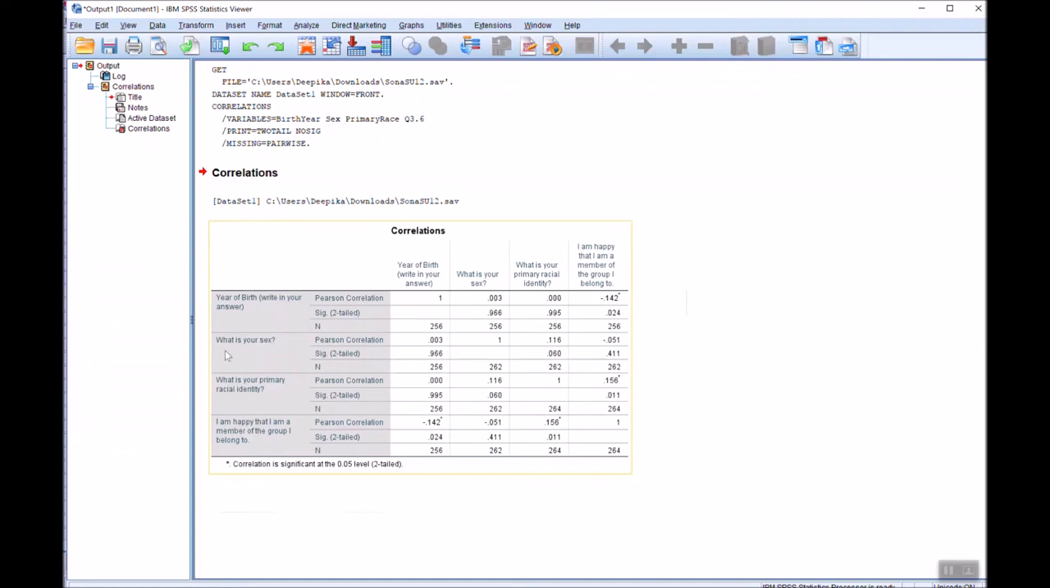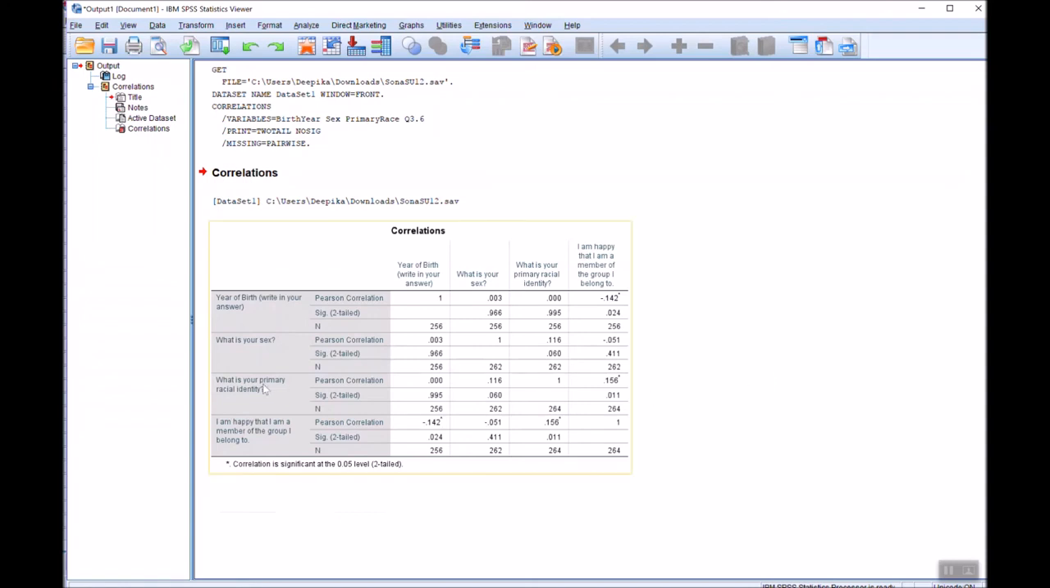Also, we see that there is not a significant relationship between sex and happiness in an ethnic group. So basically, whether a person was male or female didn't change how happy they reported they are with their ethnic group.